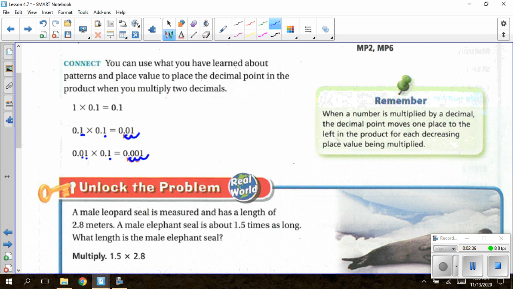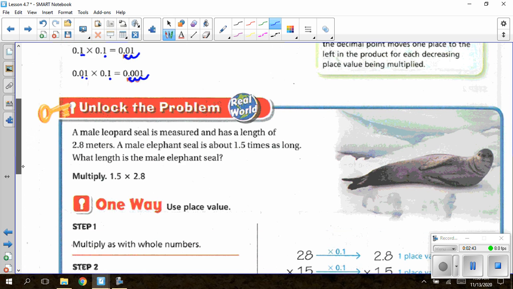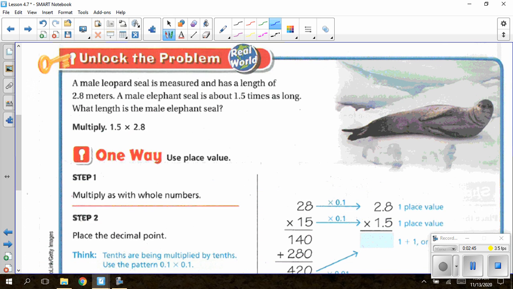So for both factors today, we will have decreasing place values that we will need to be swooping to the left. Under Unlock the Problem, it says a male leopard seal is measured and has a length of 2 8/10 meters. A male elephant seal is about 1 5/10 times as long. What length is the male elephant seal? So in order to figure this out, we do need to multiply our 1 5/10 times the 2 8/10.